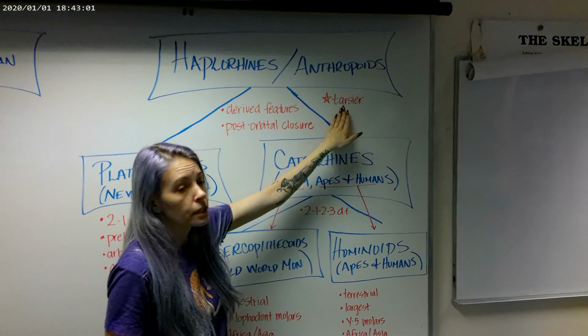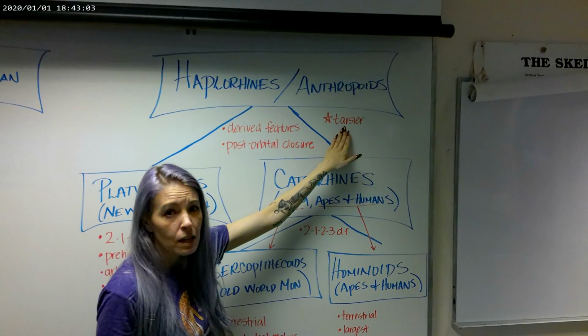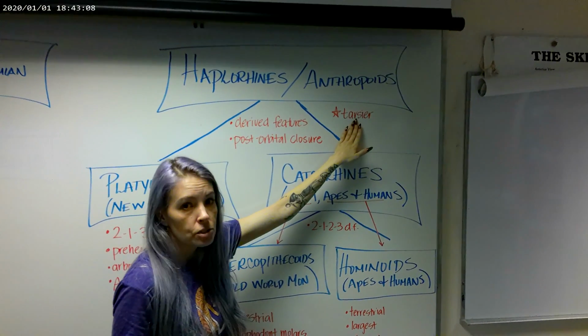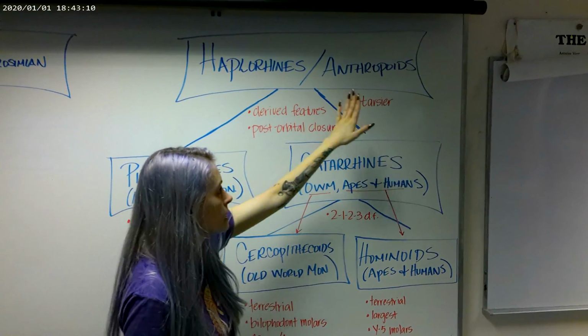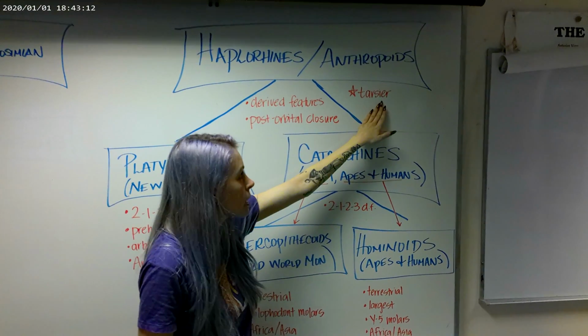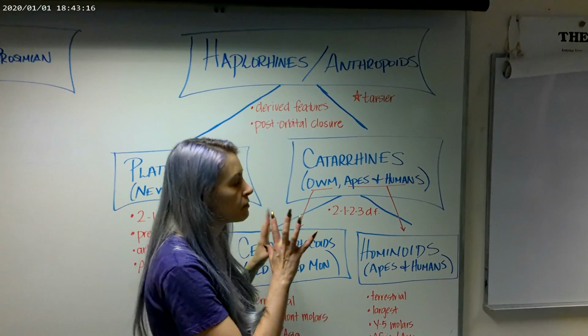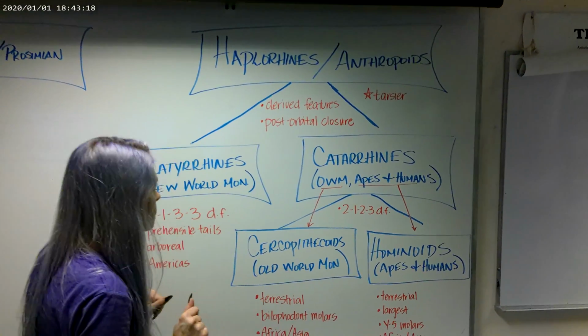And our tarsier, who doesn't really fit well anywhere, is put here just because he does share features of both groups, but his DNA is more like the haplorhine, so we're going to put him here just to say he does kind of belong here, but he doesn't fit in any of the categories perfectly.